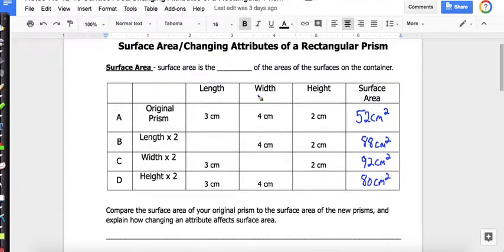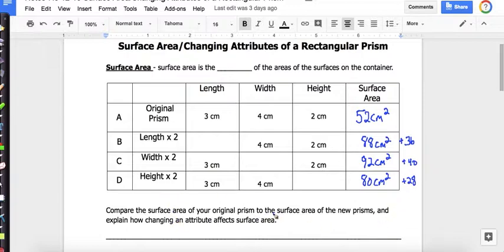Now, we doubled each attribute, okay? And the original was 52. Did any of the surface areas double? No, because if the surface area had doubled, one of them would have been 104. Now, did the surface area increase? Yes. And let's just write our increase over here. This one increased 36 from the original. From 52 to 92, it increased 40. And from 52 to 80, it increased by 28.